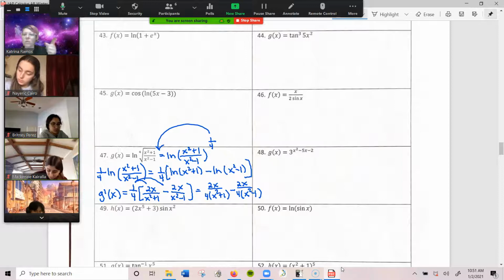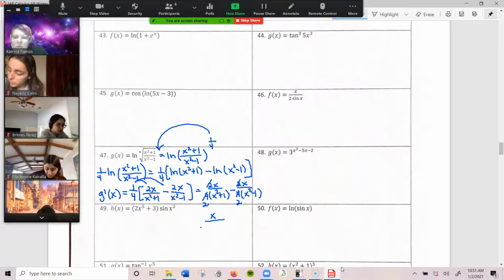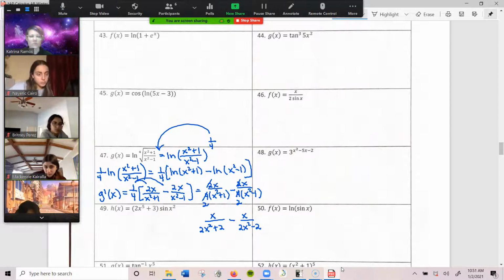So you see how I distributed the 1 over 4 to both of these fractions? And then you can simplify the 2/4 in each one. And I believe that on the answer I have written on the answer key, I actually distributed the 2. So this would be 2x squared plus 2 minus x over 2x squared minus 2, because I took this 2 and distributed.